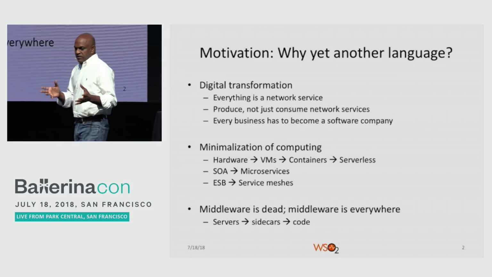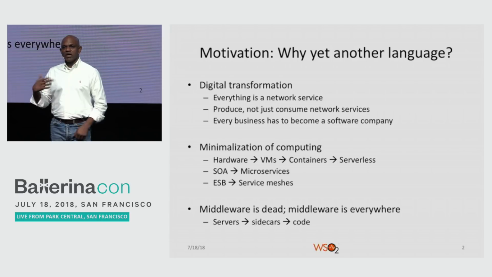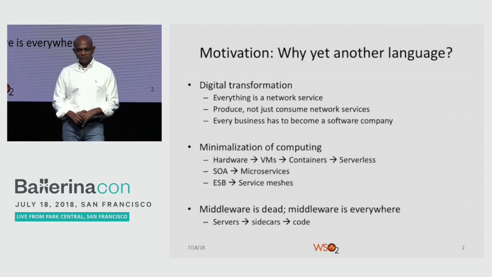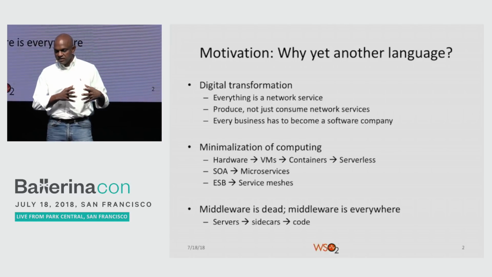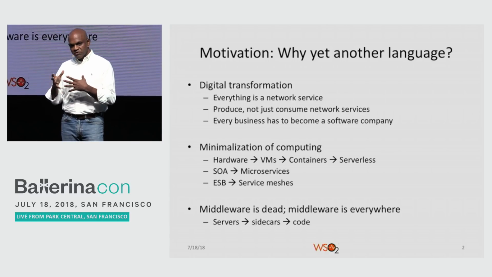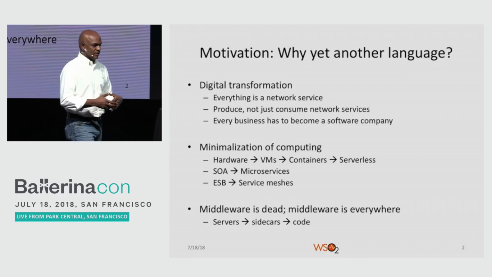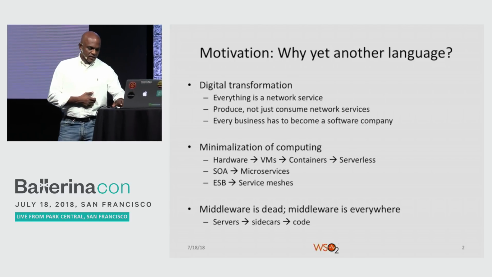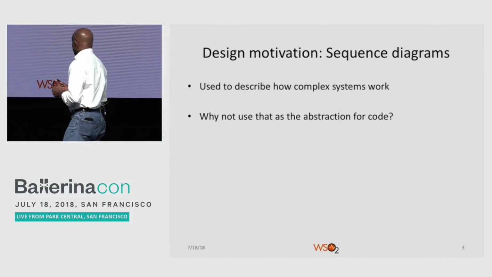All of these factors together suggest, we believe, that the way we program applications today, with Java and Go and Rust and whatever language you're programming in, or Python, doesn't matter, is not really suited for this problem, because these languages don't address these kinds of scenarios in a first-class way. And that's why we wanted to create Ballerina. So one key design motivation for Ballerina came from this idea of sequence diagrams.